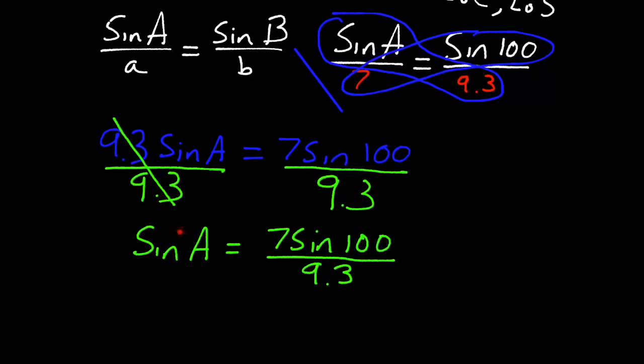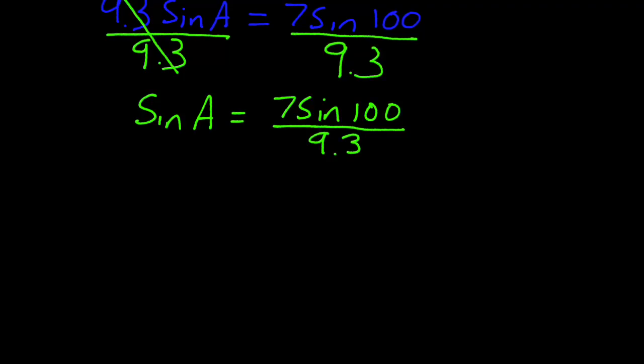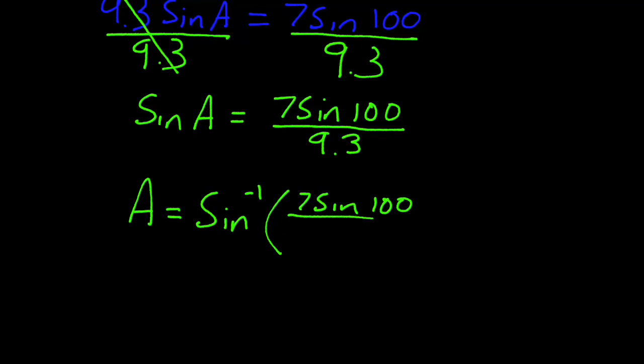So the sine function of whatever angle we have here, this is a decimal. This decimal is the relationship of the opposite side divided by the hypotenuse. So we have the relationship, we need to know the angle. So we're going to throw an inverse sine function here. We're going to say that A equals the inverse sine of 7 sine 100 divided by 9.3.